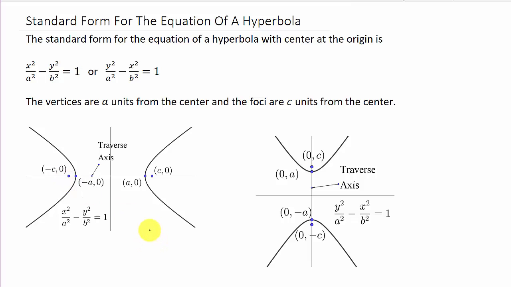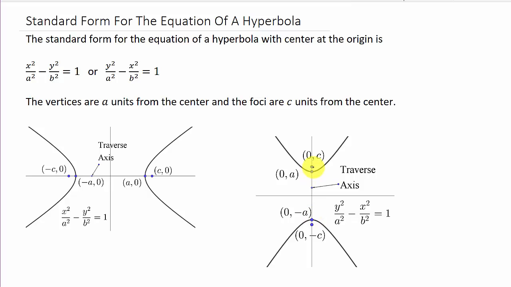Okay, and same thing here. Notice here the a is under the y, so a is how far we go up and down from the center. When it's under the x, it's how far we go left and right. So if we got x squared over a squared minus y squared over b squared, notice the x term is before the y term, then that hyperbola is going to open left and right. And if the y term is first and then you've got the x term, that hyperbola is going to open up and down. It's kind of easy to remember. Just think, if x is first, it's going along the x-axis. If the y term is first, it's going along the y-axis.